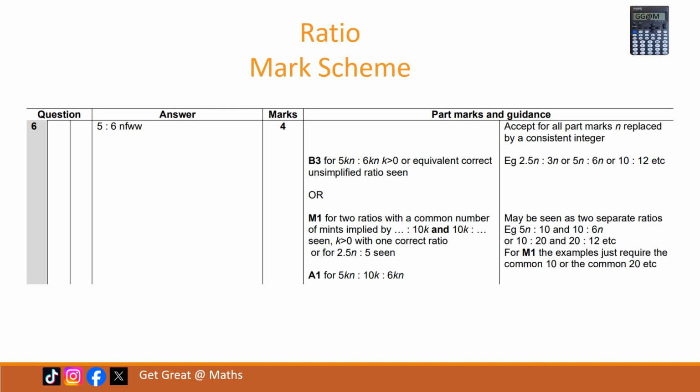Now the mark scheme on this question shows there are 4 marks available. But after the 5 to 6, it says NFWW, which means not for wrong working. So you must have the correct working in order to get the full 4 marks. The B3 means there are 3 method marks. M1 means 1 method mark. And A1 is an answer mark for getting anything of the form 5kn to 6kn or anything like that. So please make sure you show your working out and it has to be the correct working to get full marks.